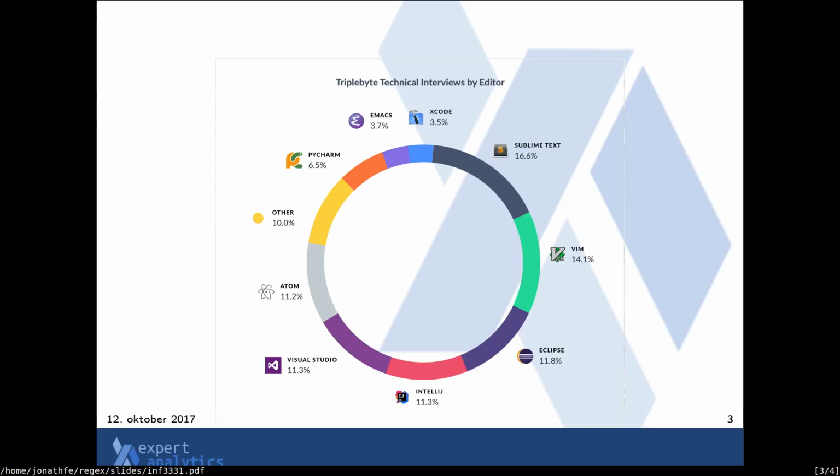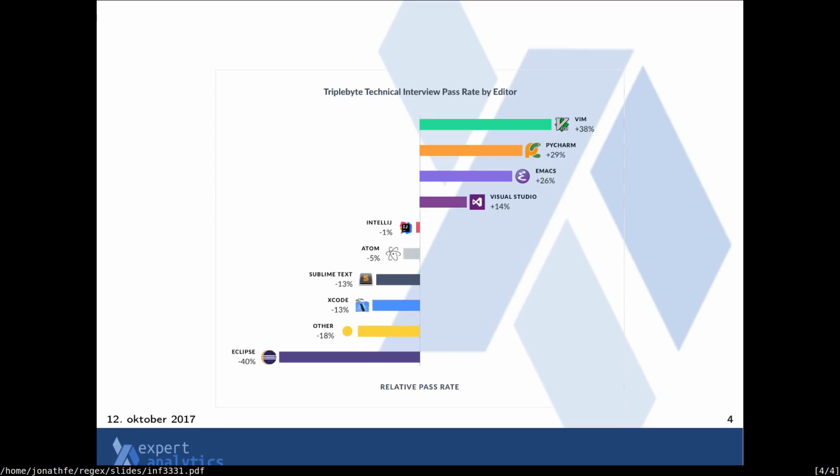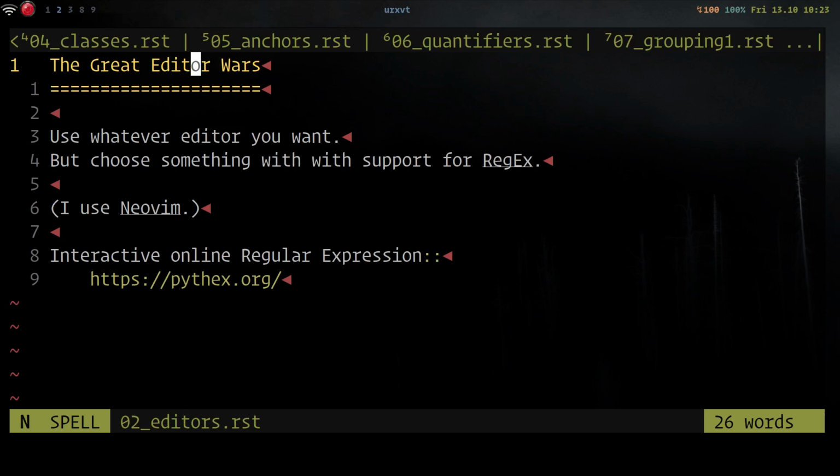So the question we're asking is, what editor should you be using to actually get through your exam? This is correlation. It's probably the other way around, that the people that are actually good are the ones choosing specific editors, not the other way around. But it looks kind of like this. So when we're talking about good and bad editors, do not ever say that you use Eclipse. Keep that a secret. Anyway, let's get back to the topic at hand.